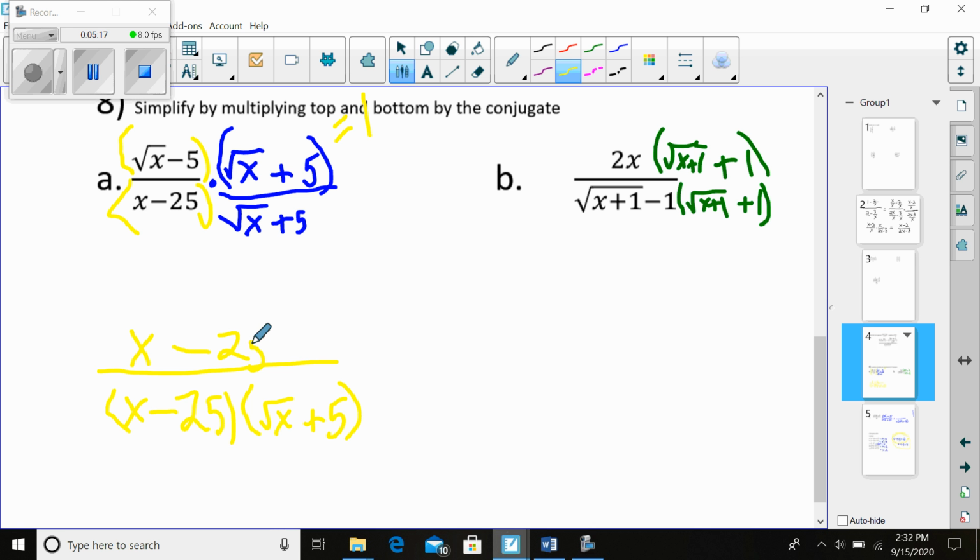Therefore, I can cancel, right? I have the same factor of x minus 25 in both the numerator and the denominator. I can cancel out of a product. I cannot cancel out of a sum. All right, so that's something we've talked about in previous videos. So this divides to 1, and my final result is 1 over radical x plus 5.